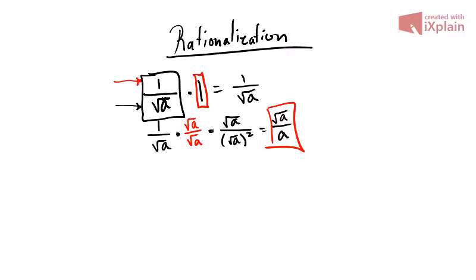So let's do an example where we have 1 over square root of 2. Okay? If I rewrite this as 1 over square root of 2, I'm going to multiply by the square root of 2 over the square root of 2, which is basically 1. And then you're going to get, hey, 1 times the square root of 2 over the square root of 2 squared.